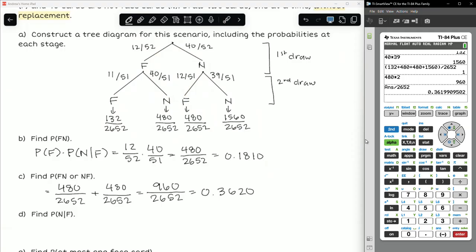The next one says find the probability of no face given that the first one was a face. That is one of the individual probabilities on our branch. So find no face given face. Well, here's my face branch. Here is no face given face. So this is just 40 out of 51, or 78.43%.